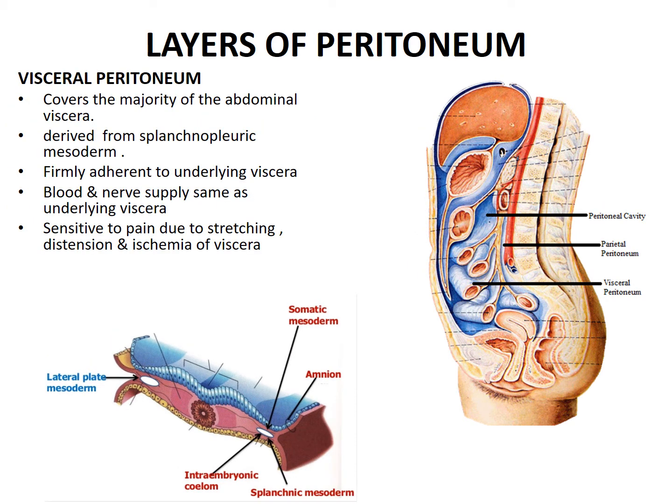The visceral peritoneum surrounds the viscera within the abdominopelvic cavity, and it is closely applied and adherent to the viscera. It is derived from the splanchnopleuric layer of lateral plate mesoderm, which lies close to the yolk sac.